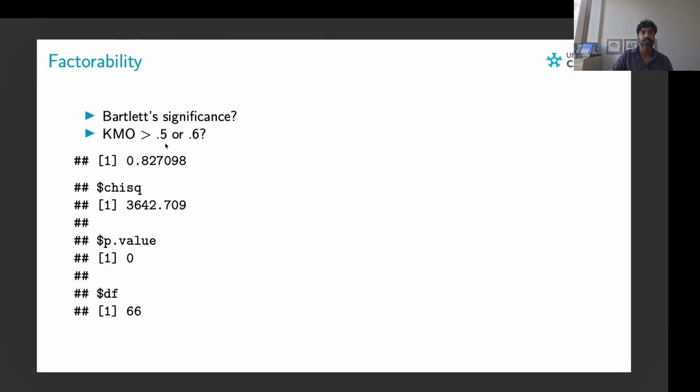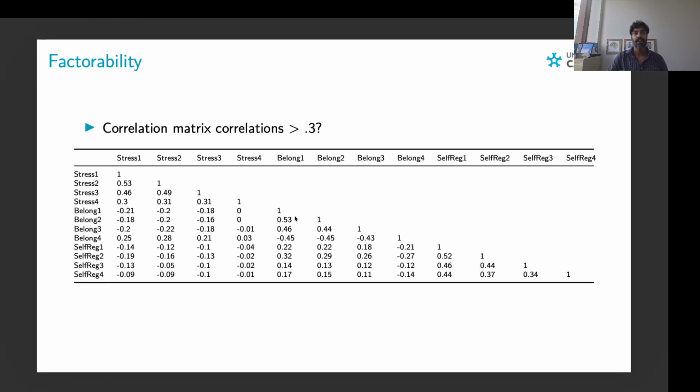And it says it's greater than 0.5 or 0.6, well, it's 0.8. So we know that that's good. So that's well above the range that we're looking for. So it indicates it is factorable. Again, we want to also have further evidence, so we look at the correlation matrix.